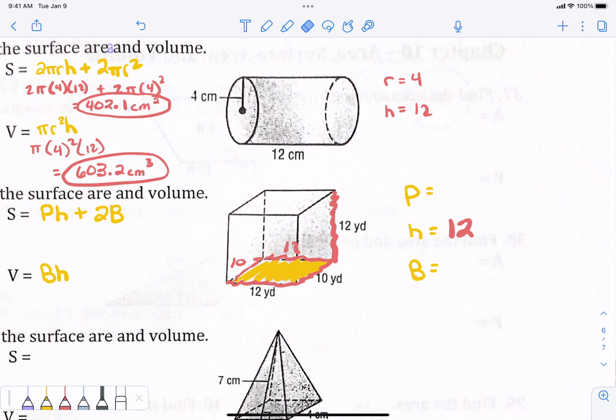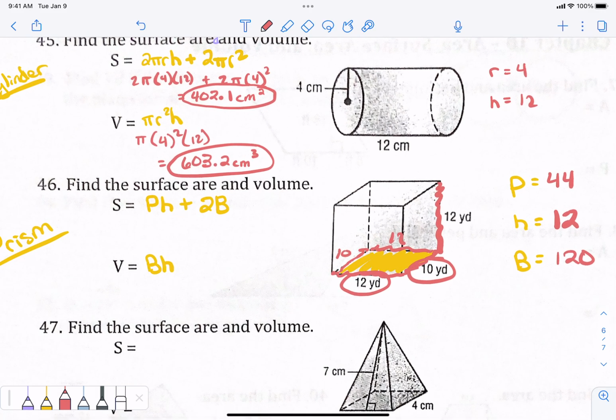So 10 plus 12 plus 10 plus 12 is 44. Yes, for the perimeter of the base. The area of the base is just base times height because it's a rectangle. So 12 by 10 is 120. Okay, now we just plop these into the formula over here to make it a little easier.